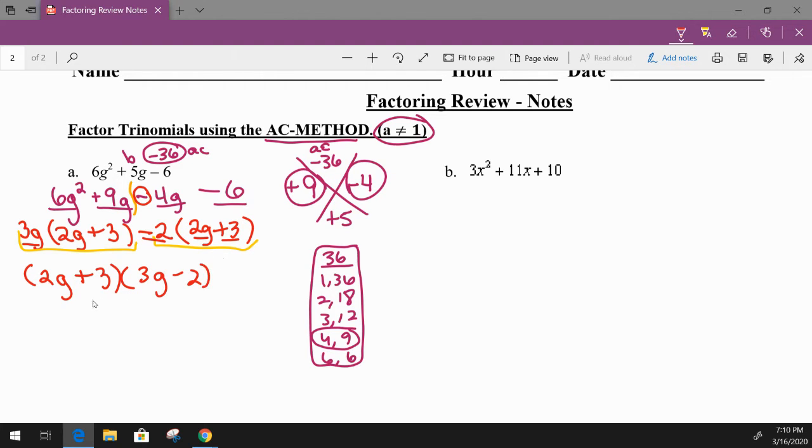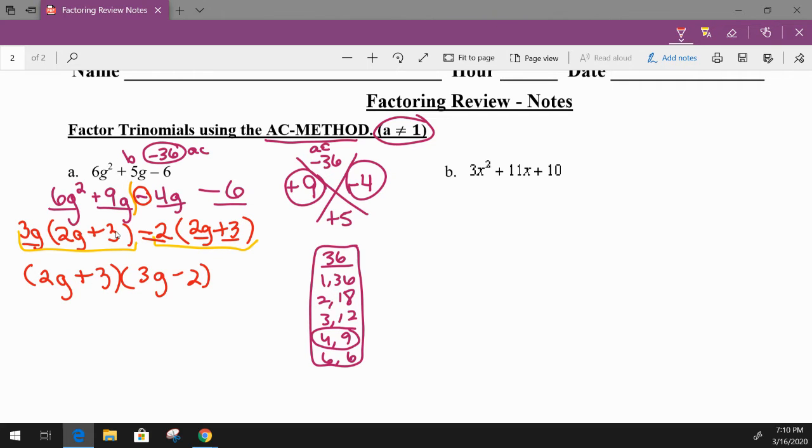And if I were to test and see if this multiplied together to equal what it started with, it would, because your 2g times your 3g would be the 6g squared that's in the front. Your last term, the 3 and the negative 2 multiplied together would equal the negative 6, that's your third term. And then the 5g comes from multiplying the outside and the inside terms together. So the outside terms multiplied together would give you negative 4g. The inside terms multiplied together would give you the positive 9g, which together will equal the 5g that's in between.